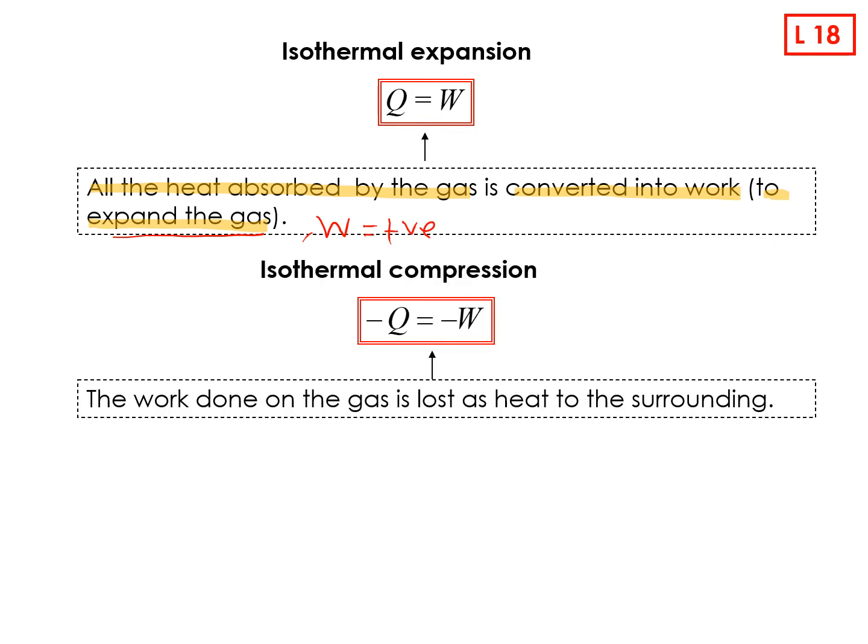The second one is isothermal compression. In isothermal compression, the work done on the gas is lost as heat to the surroundings. Here the values of work done and heat are negative. As you can see, Q and work done are both negative, because heat is lost to the surroundings and the work is done on the gas.